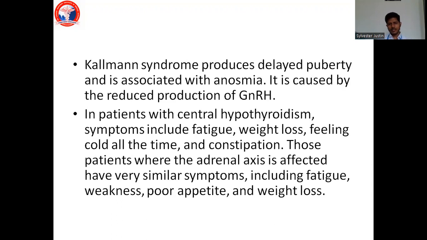Kallmann syndrome produces delayed puberty associated with anosmia. It is caused by reduced production of GnRH. In a patient with central hypothyroidism, symptoms will include fatigue, weight loss, and the other symptoms of hypothyroidism. In patients where the adrenal axis is affected, they will have symptoms similar to Addison's disease. So basically, whichever hormone is affected in the hypothalamus, the corresponding disease will be seen.